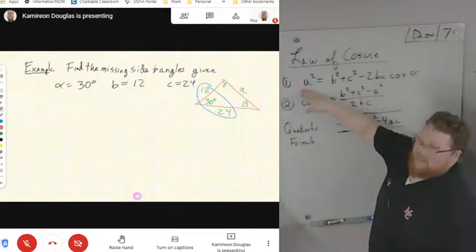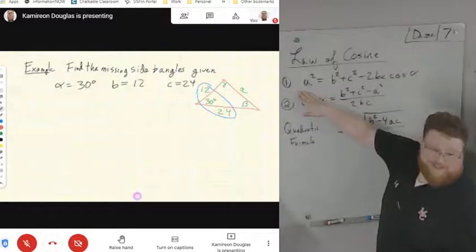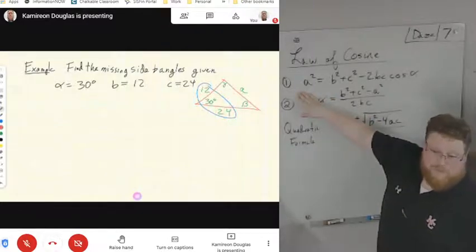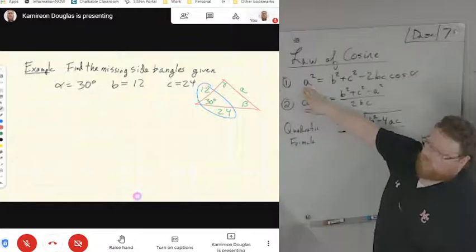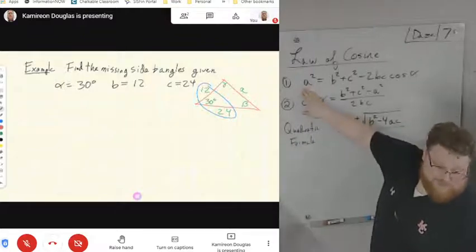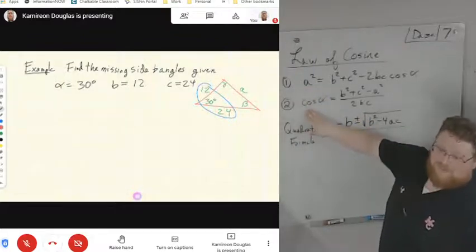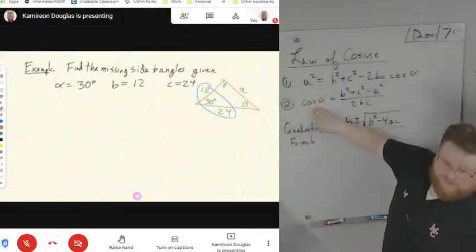I don't have just A by itself already. So when I get finished, I'm going to have to take one additional step to solve for the missing piece. So for this first one, at the end, I want to take a square root to get A by itself. For the second one, I want to use an inverse to get the angle by itself.